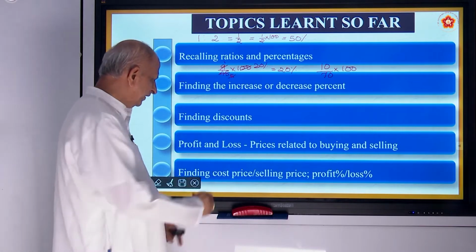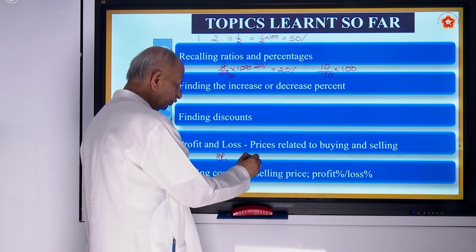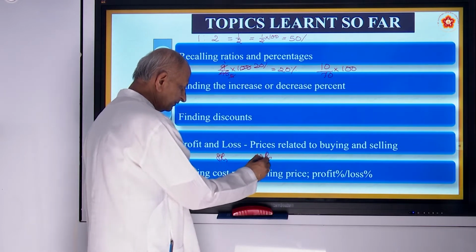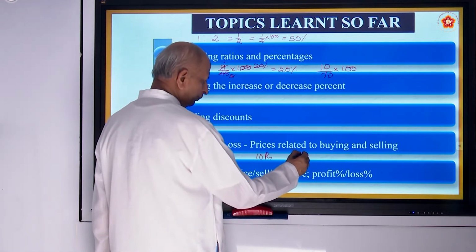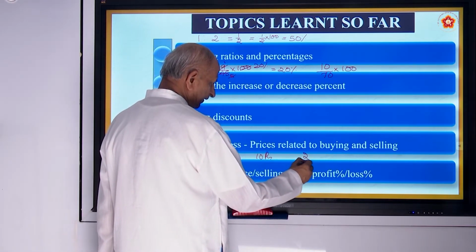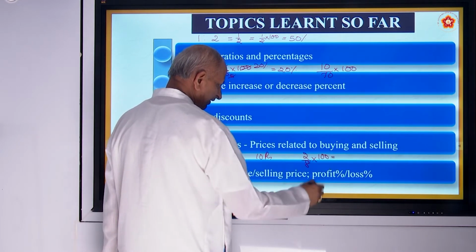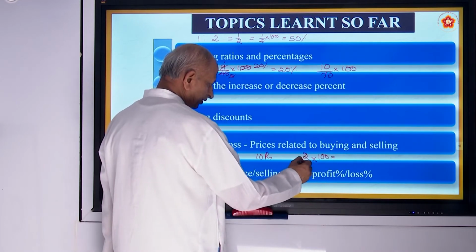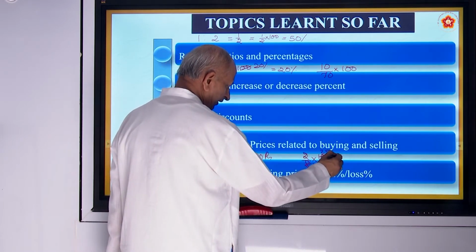Let us suppose the cost of a pen is 8 rupees. It is being sold for 10 rupees, that is called selling price. And there will be what is called profit, say 2 rupees. For 8 rupees, there is 2 rupees profit. For 100, how much? That is called percentage profit. 2 ones are 2, 2 fours are 8, 4 ones are 4, 4 25s are 100. So 25% profit.